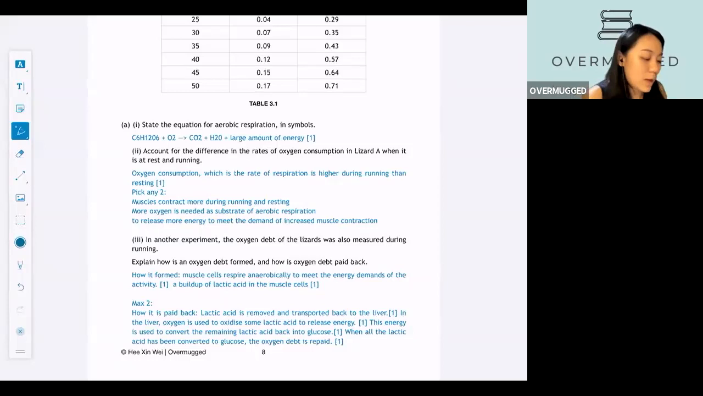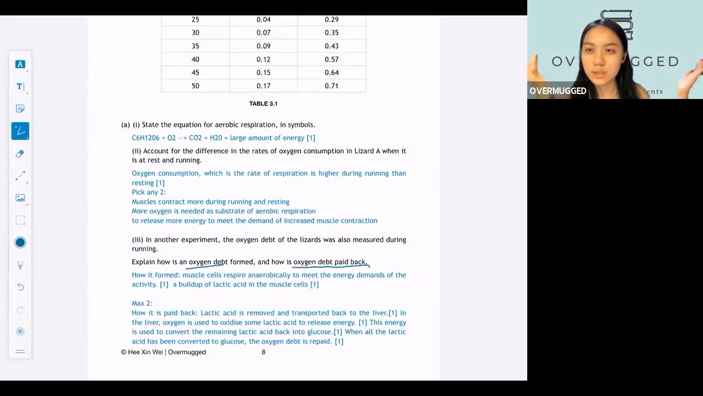How is an oxygen debt formed? And then how is the oxygen debt paid back? All these questions are in the notes. They are all just respiration content. You just have to put it in.